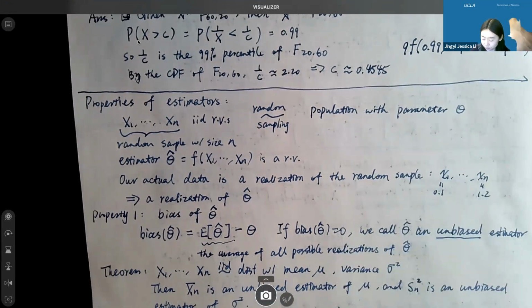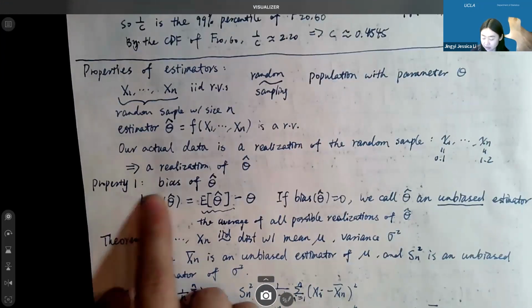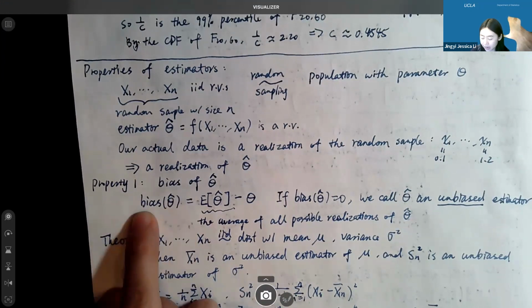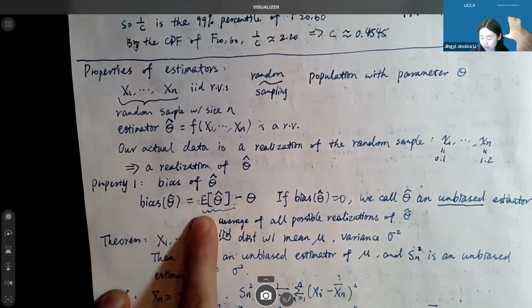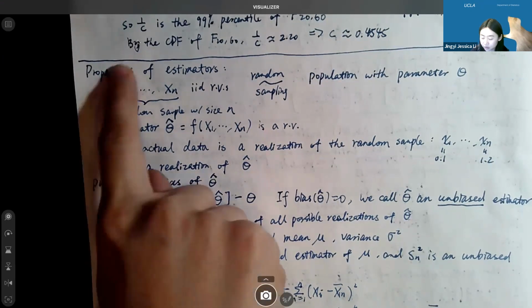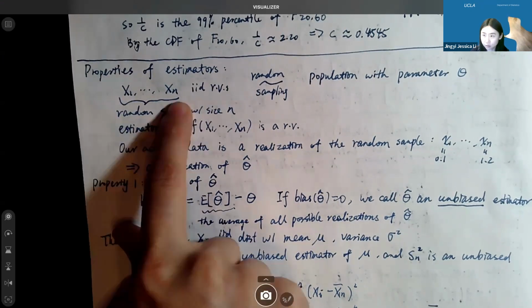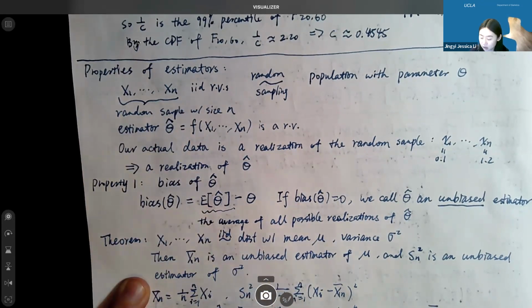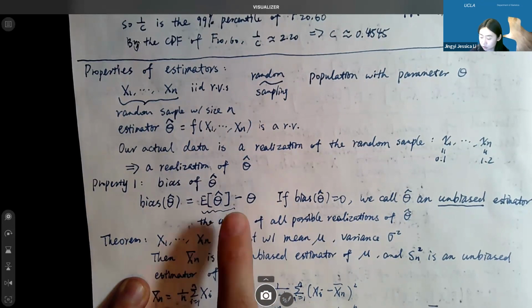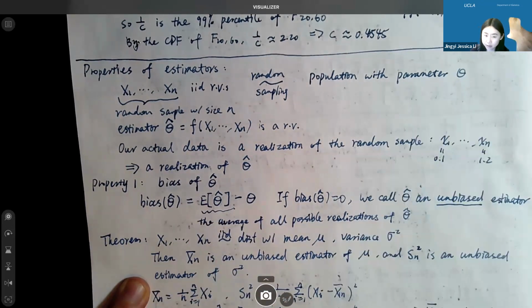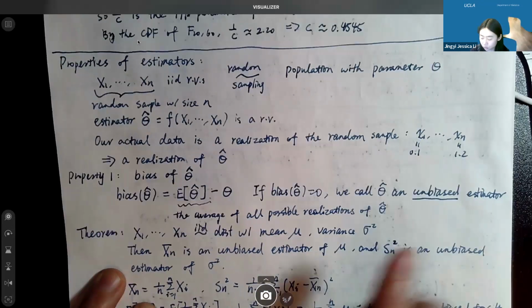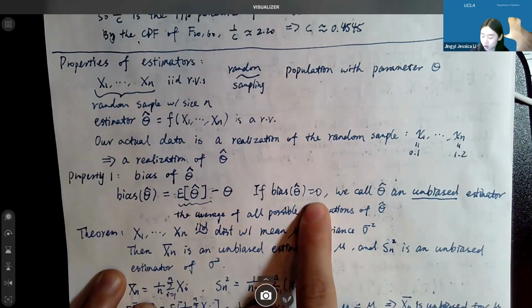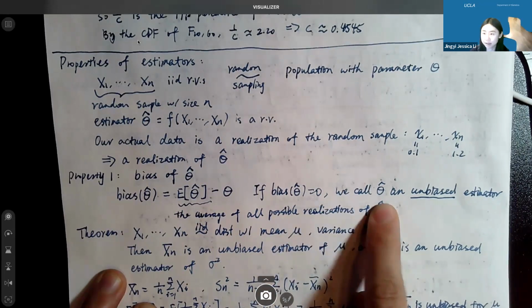All right, so the first property we talk about for an estimator is the bias. The bias means that if you take the expectation of the estimator, which means you consider the randomness of your random sample and take the expectation to remove the randomness, would this expectation be equal to the parameter you want to estimate? If so, we say the bias is 0, and we call the estimator an unbiased estimator.